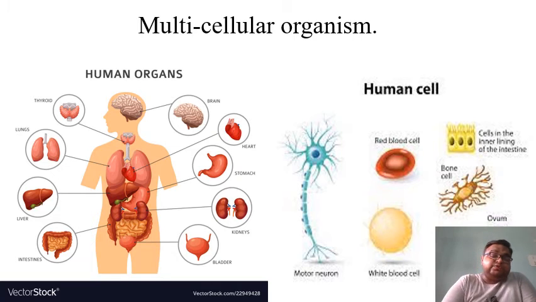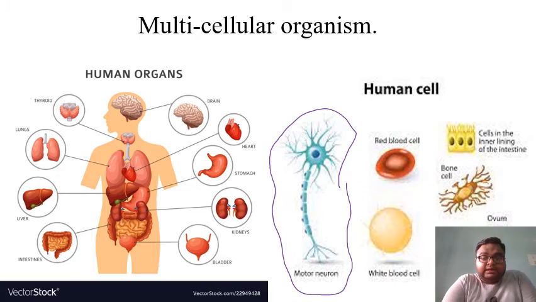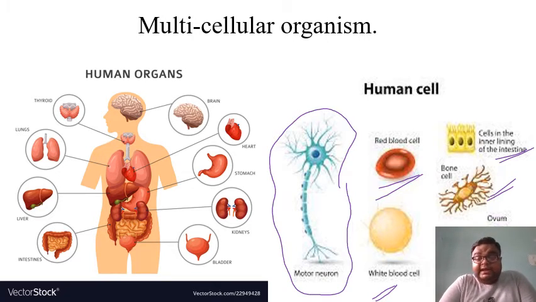And you know, students, how many types of cells are there inside a human? You will be amazed to find out that this is a nervous cell, a neuron. This is the red blood cell. This is the white blood cell. This is the bone cell. This is the ovum cell. This is a cell in the lining of the intestine. So you can see there is a variety of cells inside the human body. Isn't it very fascinating, students?